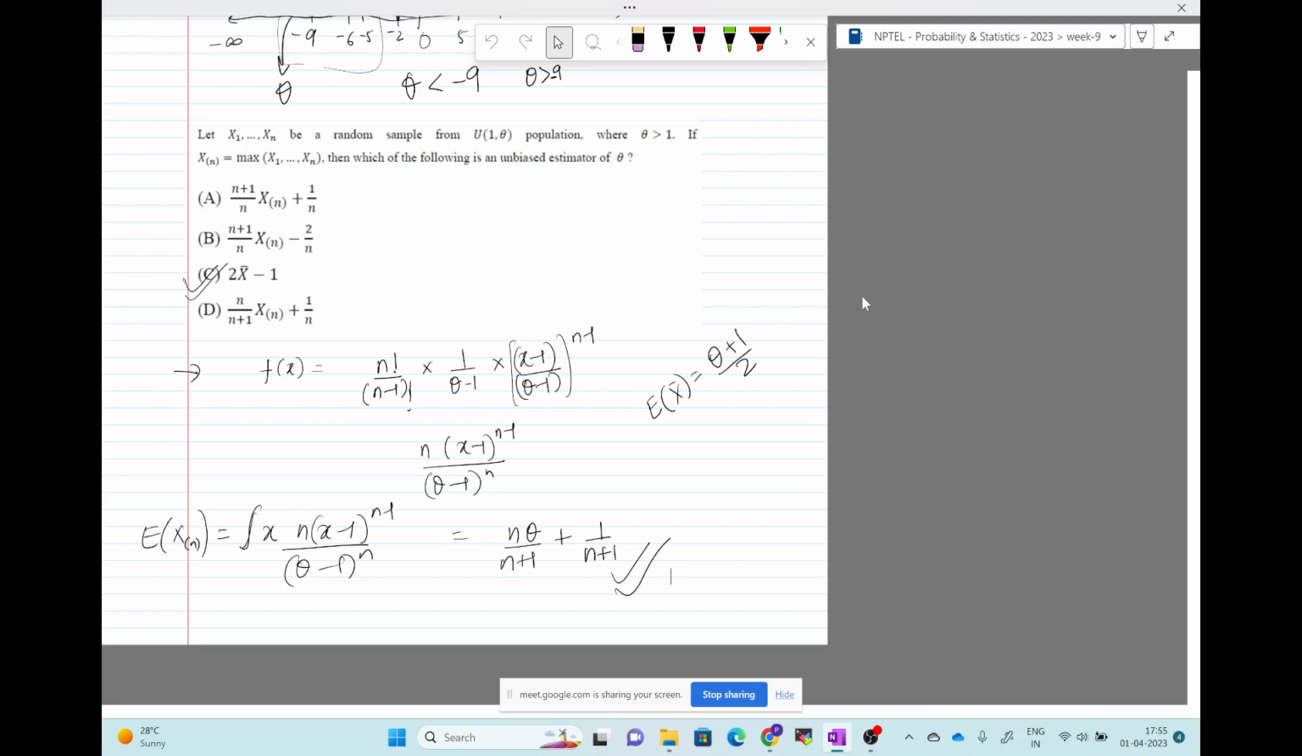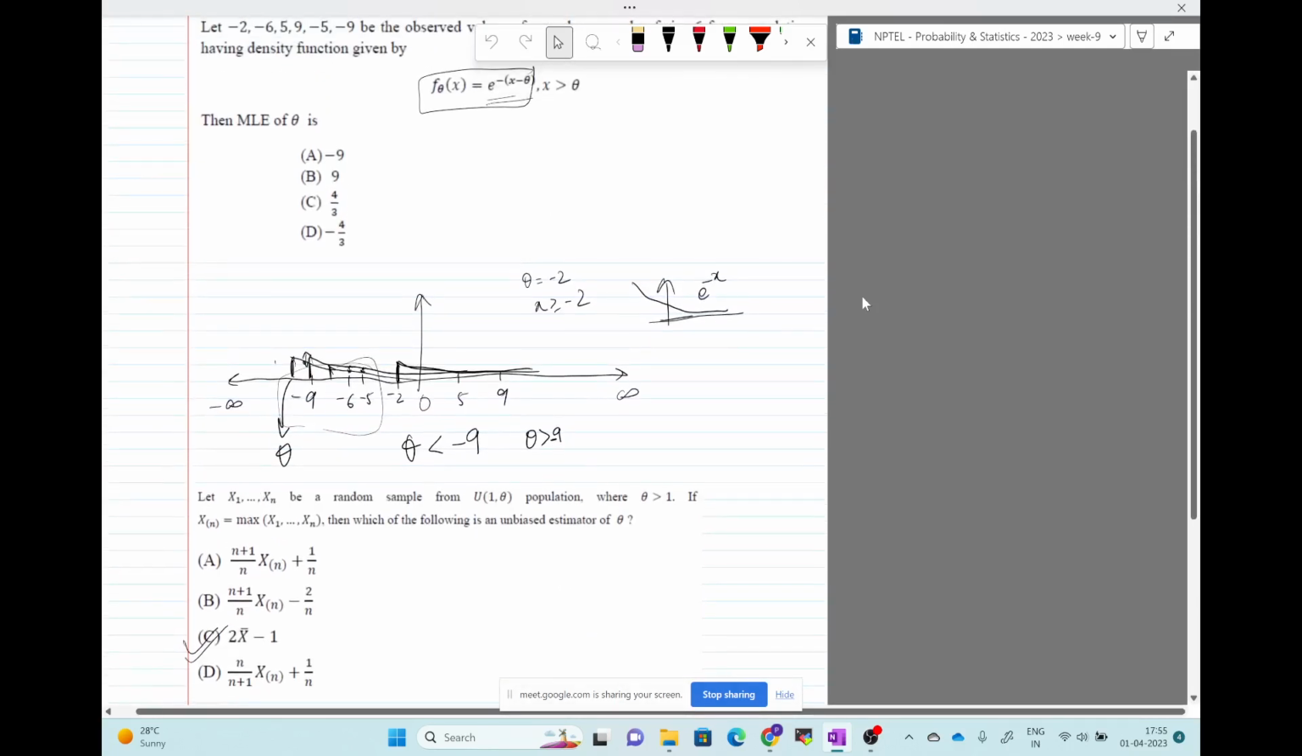Sir, is there any question about the least square method? It is discussed, but no example is done. Least square error method, no example is done.